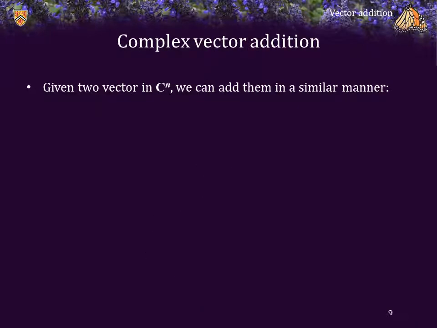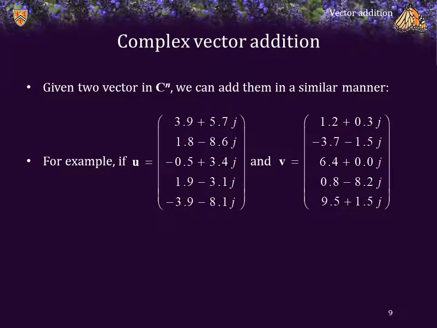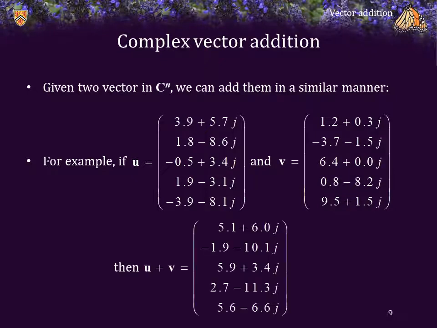Now, given two vectors in C^n, then we can add them in a similar manner. For example, if I have these two vectors in C^5, then I can add the corresponding 5 entries in each of the vectors to get the result u plus v. So, for example, looking at the fourth entry, 1.9 minus 3.1j plus 0.8 minus 8.2j is equal to 2.7 minus 11.3j.